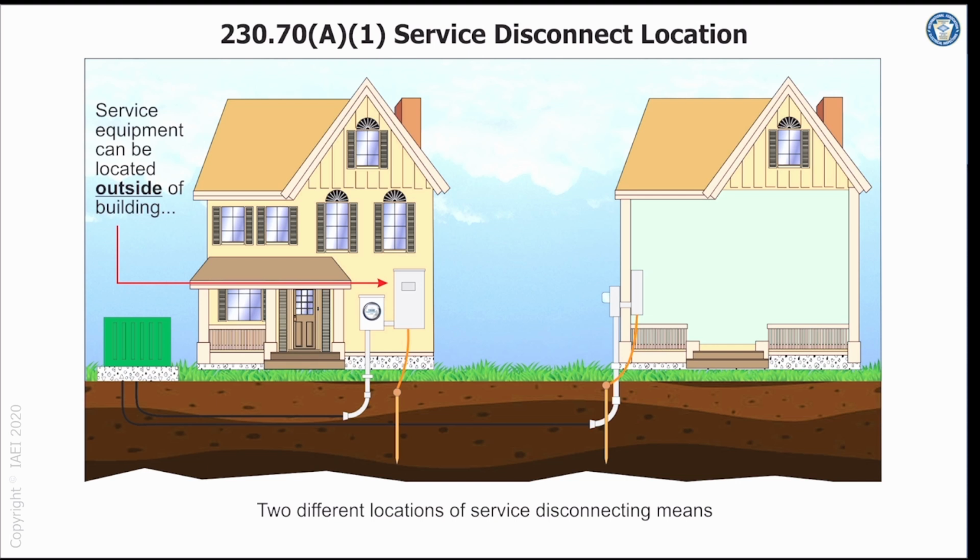So here's a good image for your service disconnect locations. On the left, you have service equipment that can be located outside of the building. And then on the right, you have your service equipment on the inside of the building. You'll notice that the grounding electrode conductor is connected to the inside of the building, goes through the structure, and connects to the panel board that's on the inside. You might have a meter breaker outside and an inside feeder, or you have a meter outside feeding a panel board, which is your service entrance equipment, and it has your main overcurrent device.